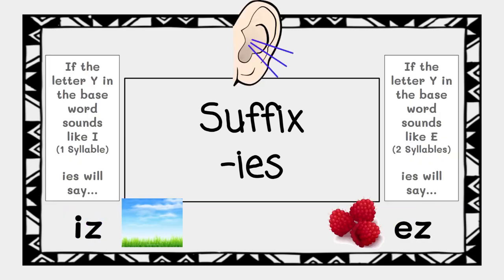The sound IES makes depends on the base word. If the Y in the base word says I, the suffix says eyes, like in the word skies. If the Y in the base word says E, the suffix says ease, like in the word berries.